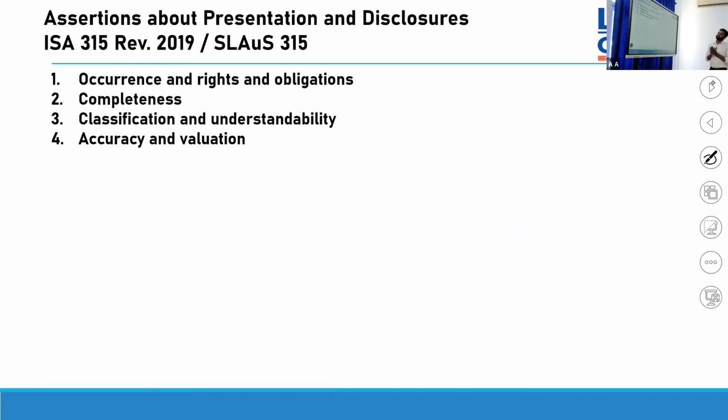Next one is assertions about the presentation and disclosure, which means occurrence and rights and obligations, which means you must disclose all the occurred informations and also the other things. When it comes to completeness, you must disclose all the things, right? All the required disclosures. Classification and understandability. If you have classified some transactions, then you must disclose how you classify those things.